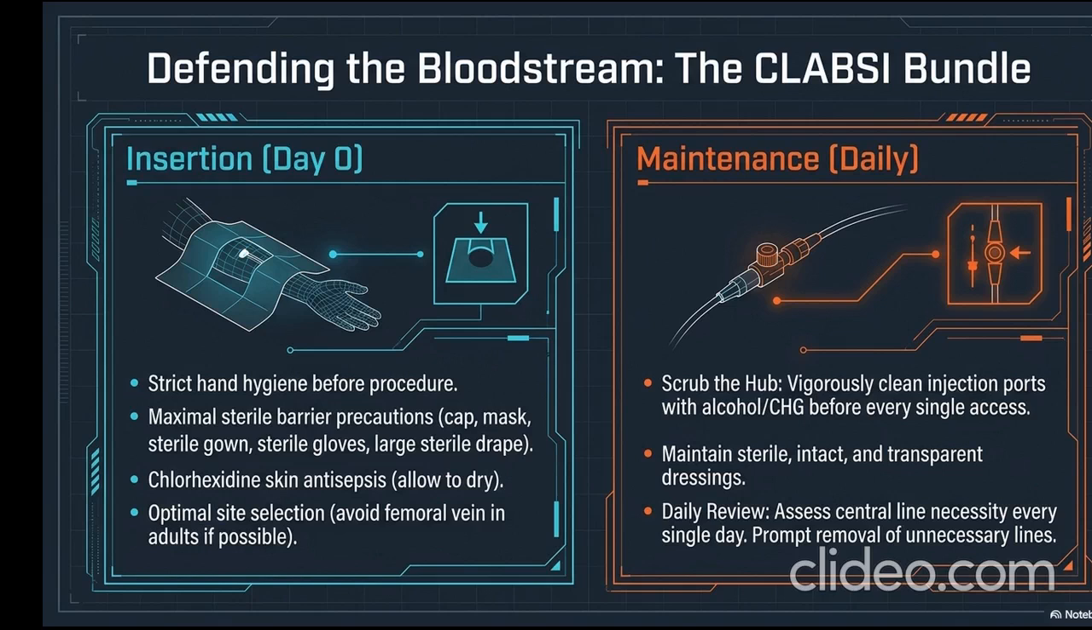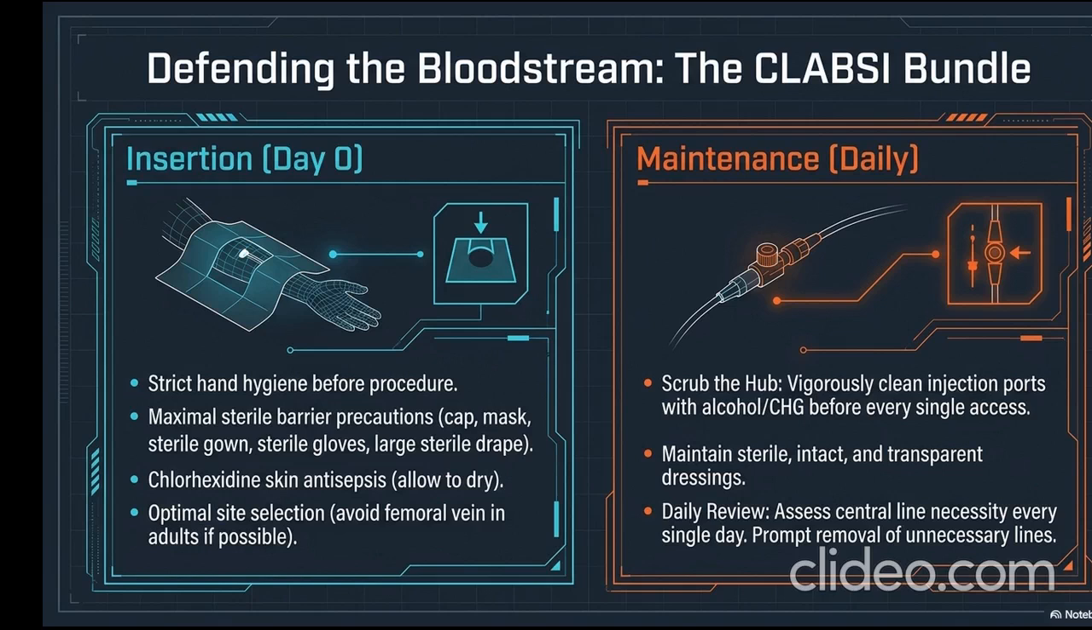Defending the bloodstream through the CLABSI bundle is divided into insertion and maintenance phases. On day 0, clinicians use maximal sterile barrier precautions and chlorhexidine skin antisepsis at the optimal site, avoiding the femoral vein in adults. Daily maintenance requires scrubbing the hub with alcohol or chlorhexidine before every access and removing unnecessary lines immediately.